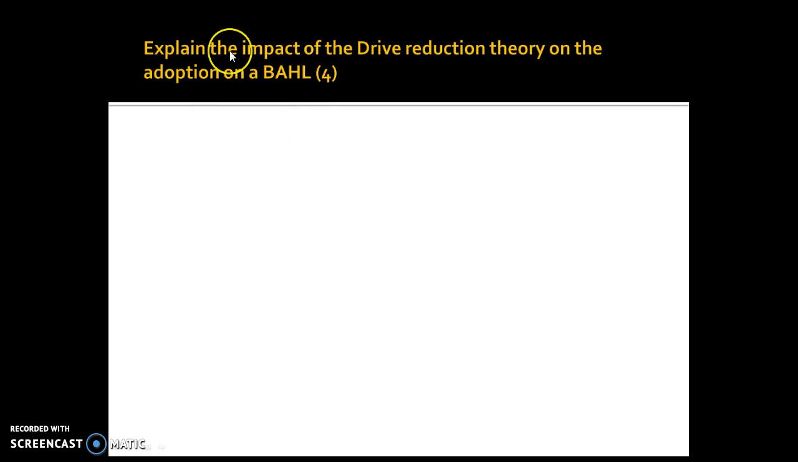Okay, explain the impact of the drive reduction theory on the adoption of a balanced, active, healthy lifestyle. Remember the memory method for drive reduction: you have to stick an I in front of drive. So it's the I drive reduction theory. You split it up, you have an I drive, and this is reduced, Y. So I drive reduction Y.